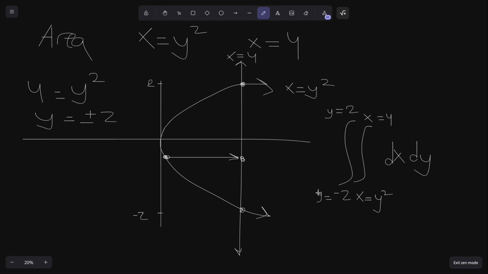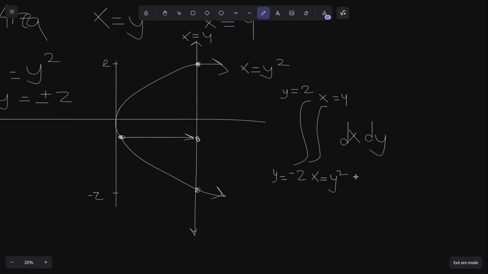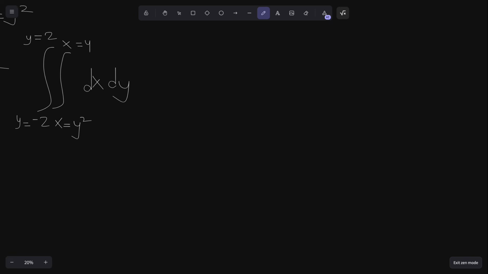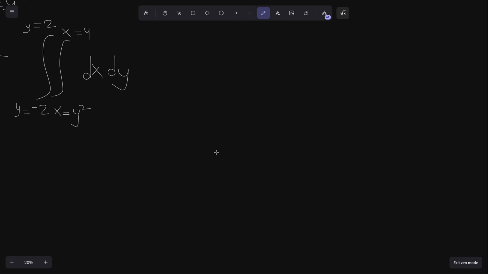So in summary, our x bounds go from y squared all the way up to x is equal to 4, and our y bounds go from negative 2 to positive 2. And now all we have to do is evaluate the integral to get the area. So this is like a 1 dx, I guess you could say. So this is going to be the inner integral, so the integral of just 1 dx from y squared to 4.